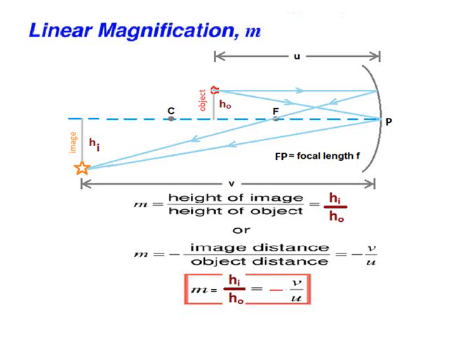So linear magnification has two formulas. One is Hi by Ho, height of the image by height of the object, and the next one is minus V by U. And you know that V is the image distance, and U is the object distance, and that's why I have indicated the minus sign in red. It is very, very important. So M is equal to Hi by Ho, which is again equal to minus V by U. It is an important relation which we often use for solving problems.